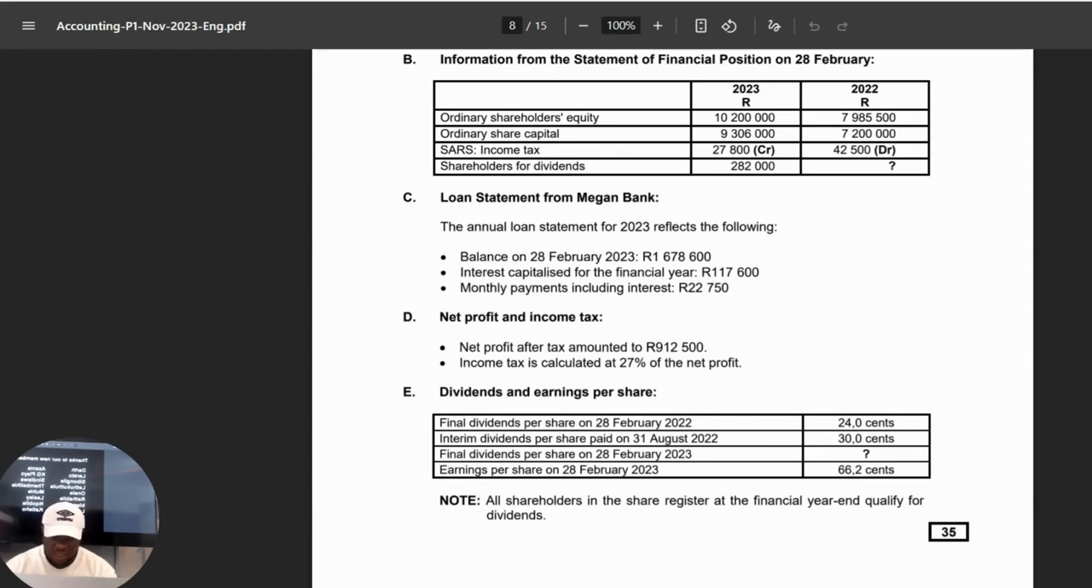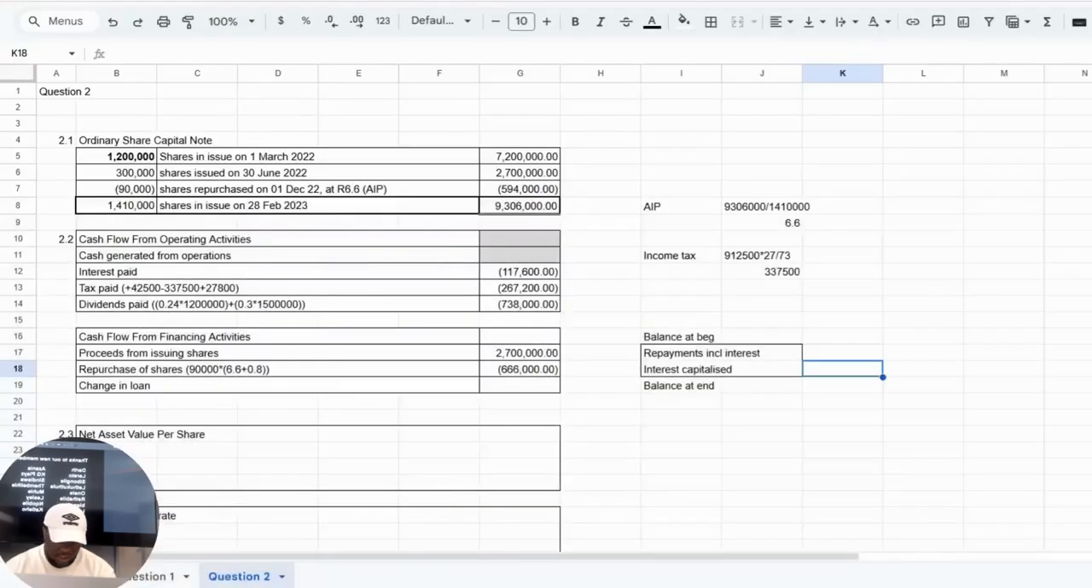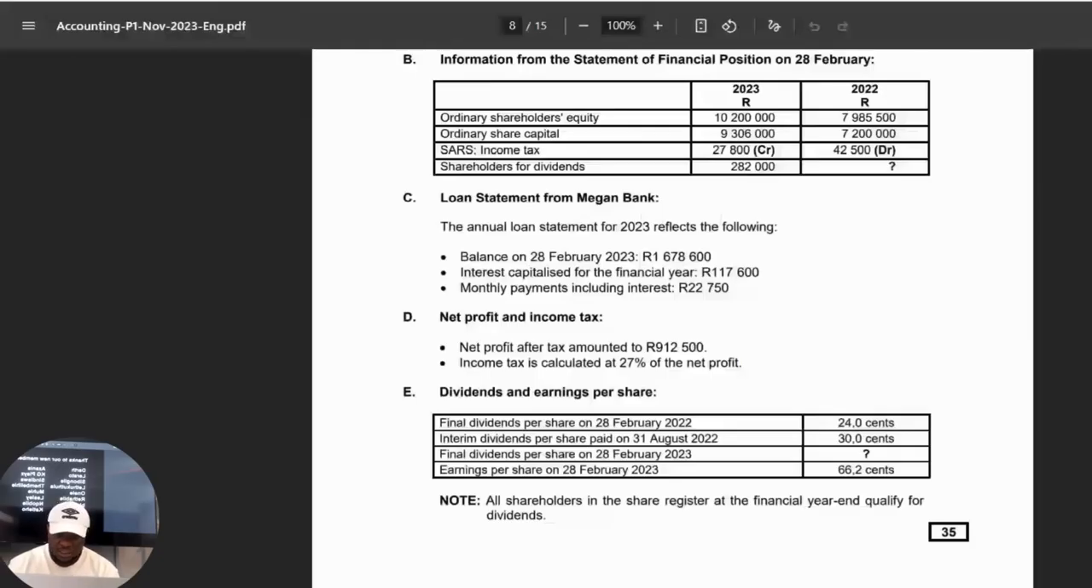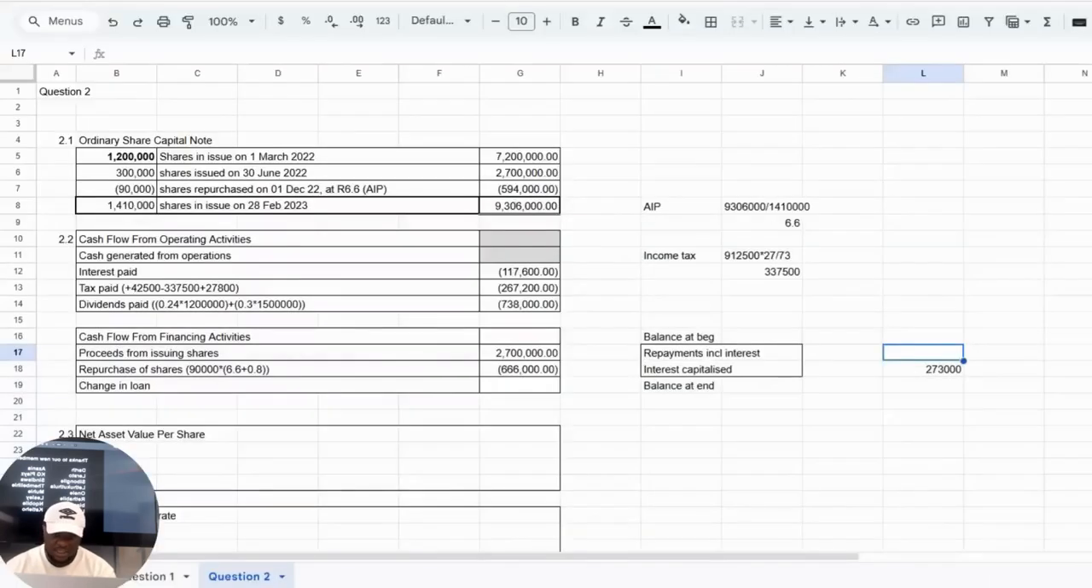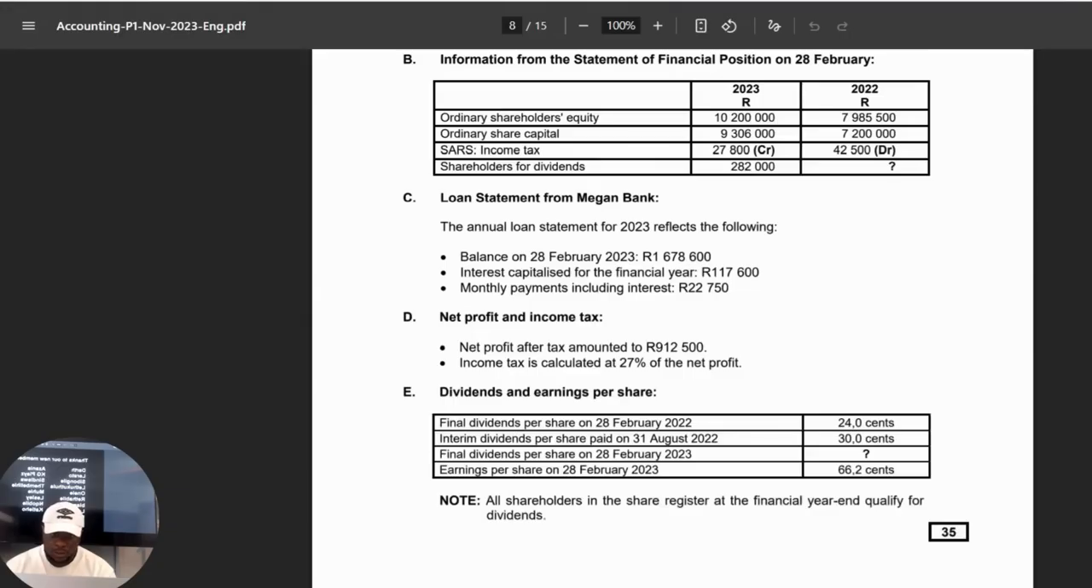So the interest capitalized is 117,500, and the monthly payments including interest is 22,750. So we're going to say then, well, 22,750 multiplied by 12. That gives us the amount that was paid, right? And then we have an amount capitalized in terms of the interest. Well, what is the interest capitalized here? Well, the interest capitalized is 117,600. So 117,600 is capitalized.